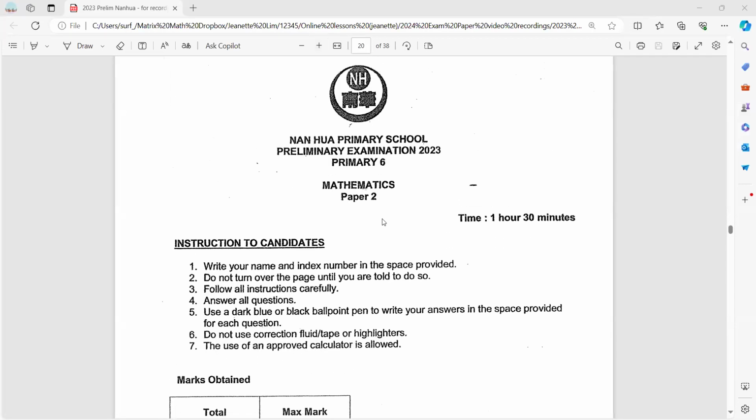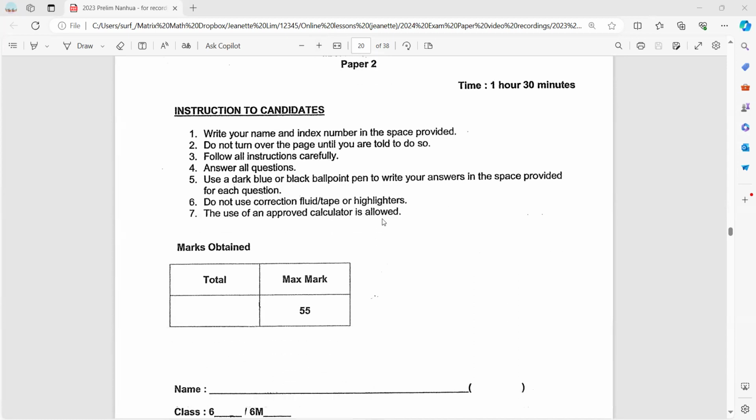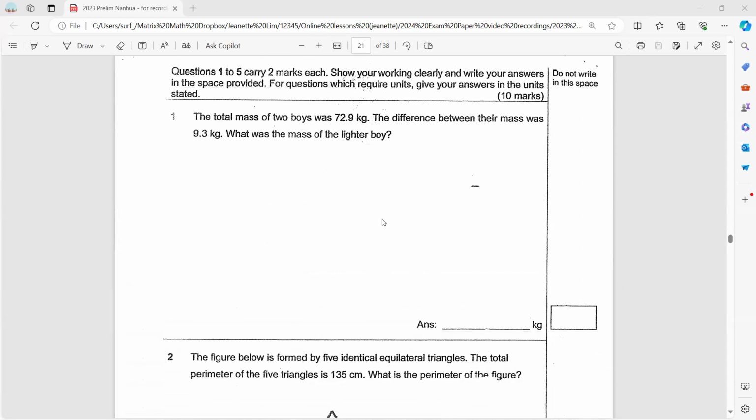P6 Prelim paper 2023 for Nanhua Primary. This is paper 2. Okay, let's look at question 1.